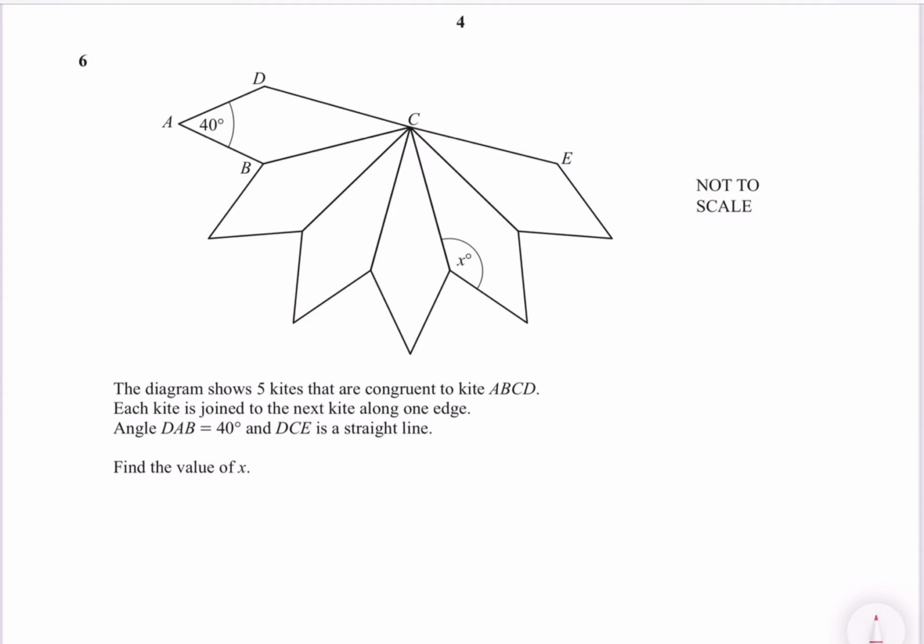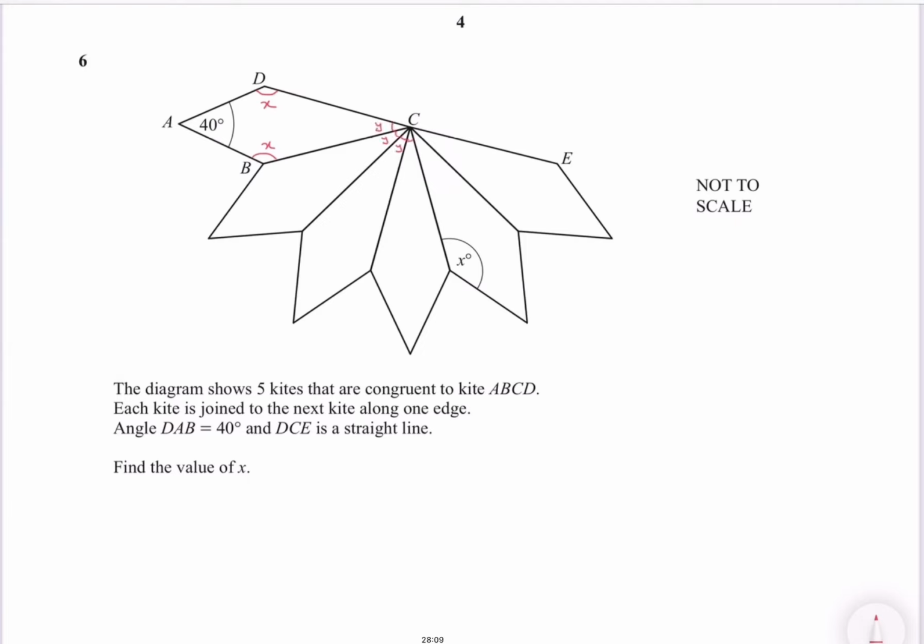In question number 6, the diagram shows 5 kites that are congruent to kite ABCD. Each kite is joined to the next kite along one edge. Angle DAB is equal to 40 and DCE is a straight line. Find the value of x. Let me complete the first kite in which the 40-degree angle is given. I'm going to write x on both sides, and I'm writing y on the fourth angle.